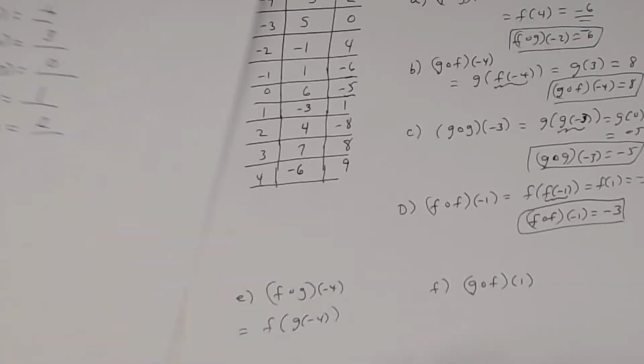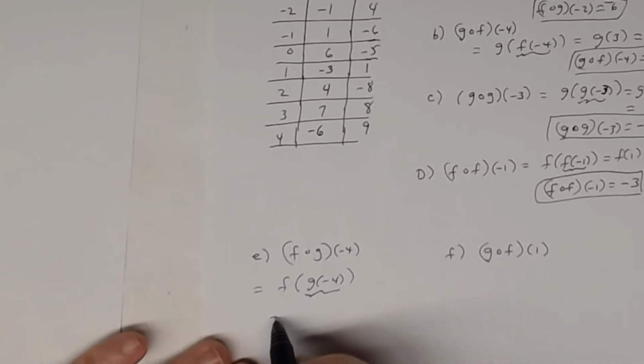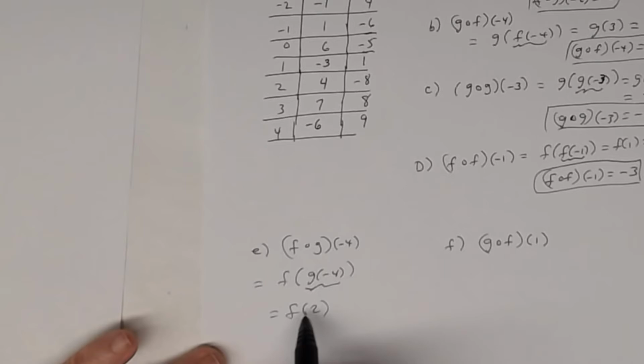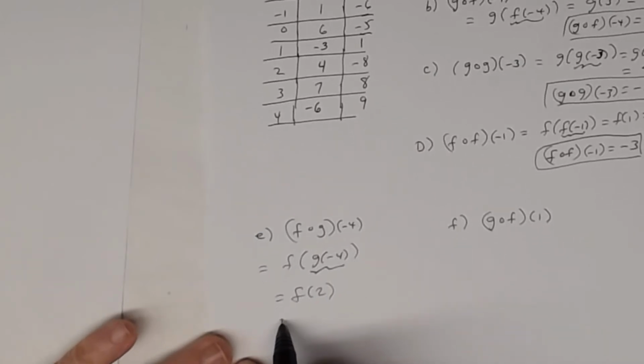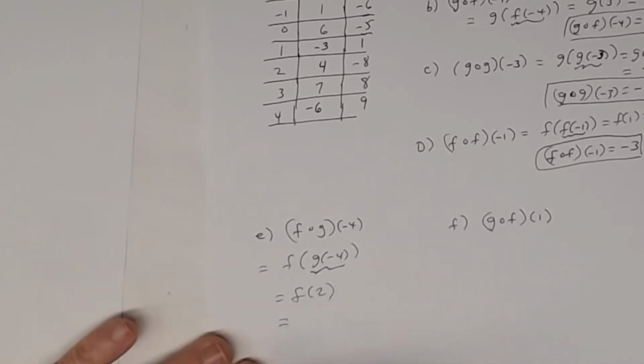So what that means is this. That means that my function value here is 2. So then I rewrite this as f of 2. And so now I got to find f of 2. Well, f of 2 means what is my y value? What is my y value when x is 2 for my function f?